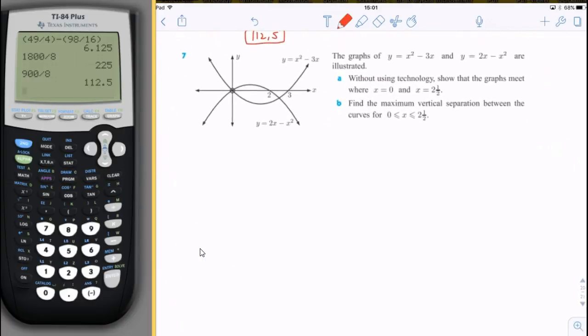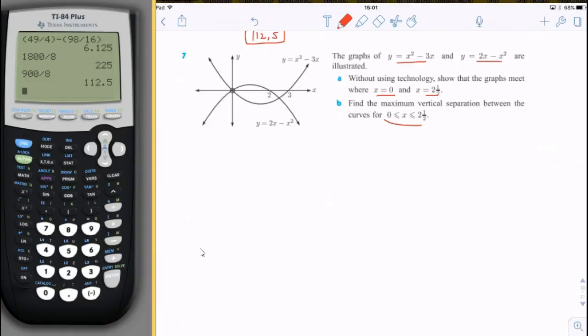Moving on to number 7. The graphs of y equals x squared minus 3x and y equals 2x minus x squared are illustrated without using technology. Show that the graphs meet where x equals 0 and x equals 2.5. And find the maximum vertical separation between the curves for x between 0 and 2.5.